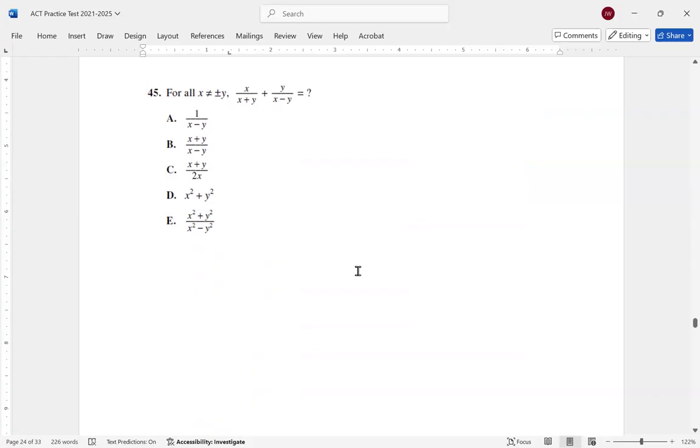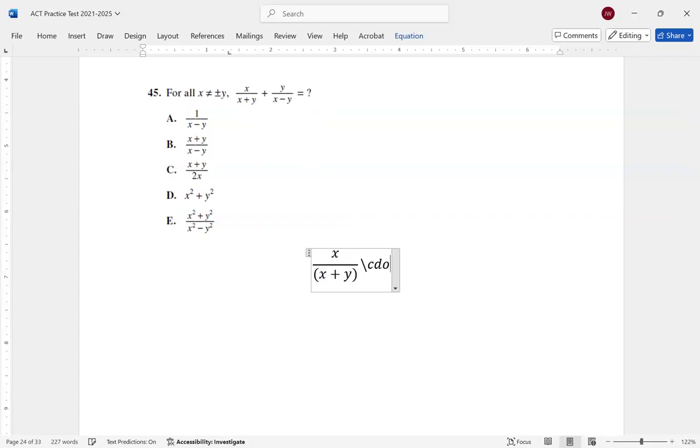Question 45. For all x not equal to positive or negative y, x plus x divided by x plus y over x minus y is equal to what? Now, this is just asking us to rewrite our expression. If I'm going to rewrite that expression, what I want to do is to get common denominators.